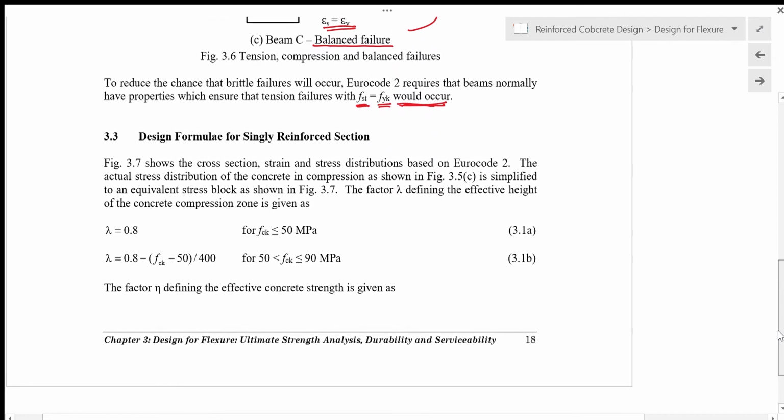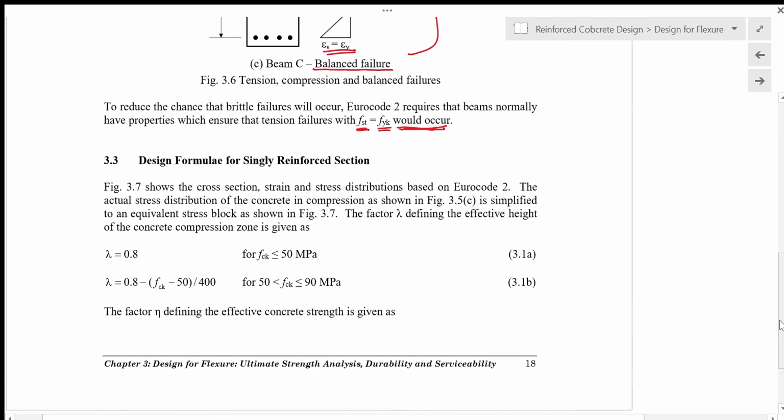Based on that, now we want to derive the design formula for a single reinforced section. Single reinforced section means that we have only tension reinforcement. Here we only refer to positive moment. For positive bending moment, the tension face is at the bottom of the beam, and the top part of the beam cross section will be the compression zone.